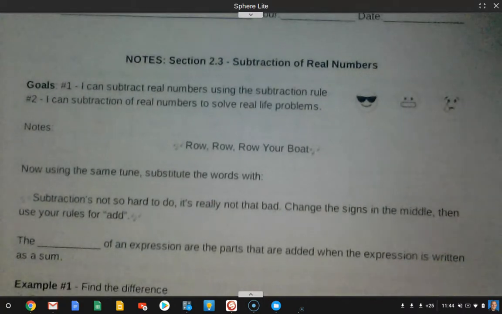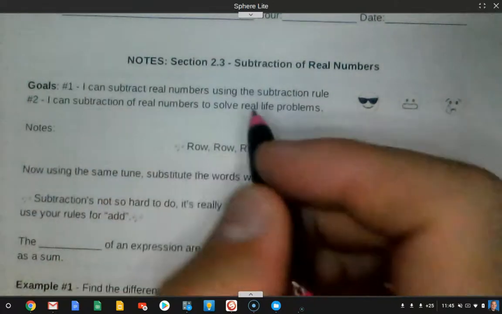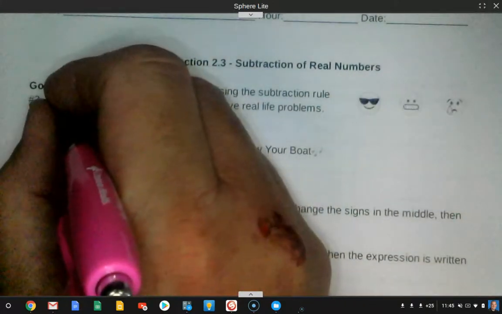Welcome to section 2.3, subtraction of real numbers. The goals for today are: number one, I can subtract real numbers using the subtraction rule. And number two, I can use subtraction of real numbers to solve real life problems.